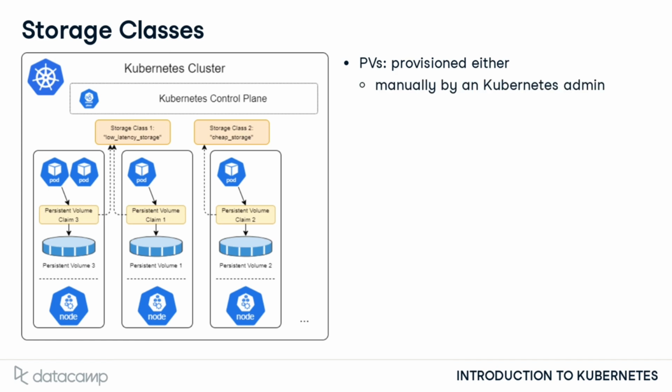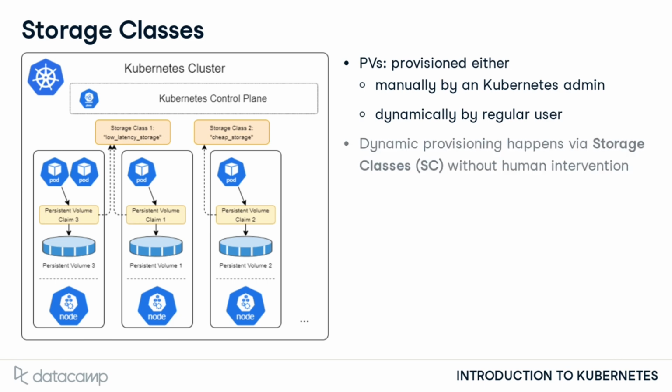We have two ways to create or provision PVs. The first way is to create them manually. This is done by a Kubernetes admin and not by users like us. The second way is to provision PVs dynamically, and we, as regular Kubernetes users, can do this ourselves.